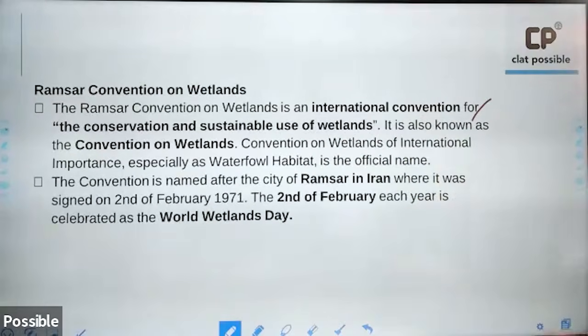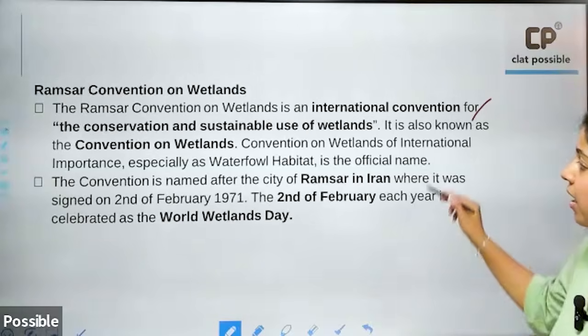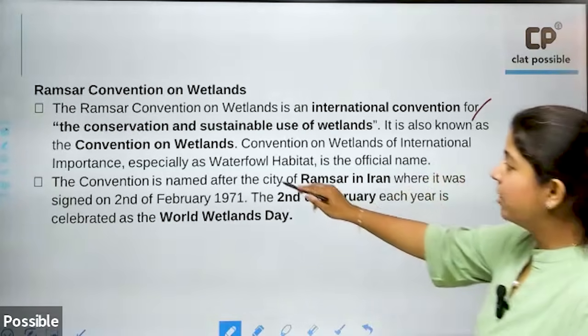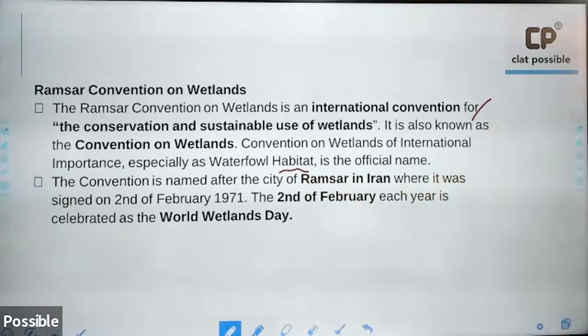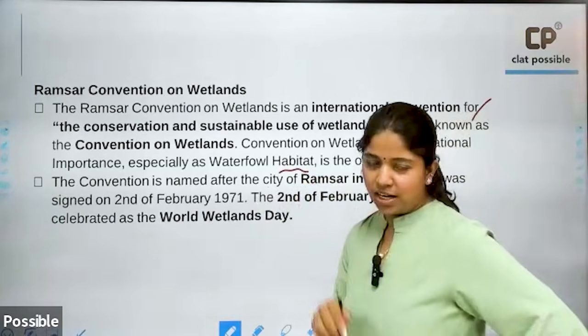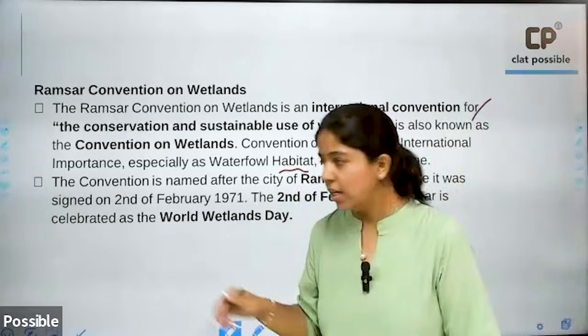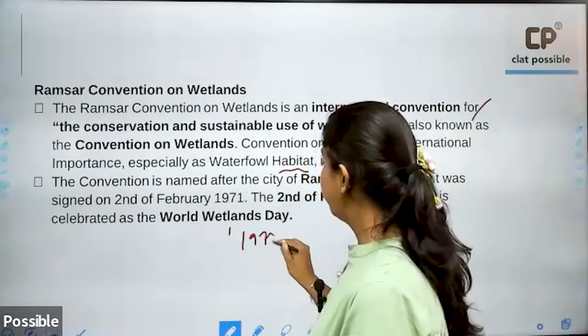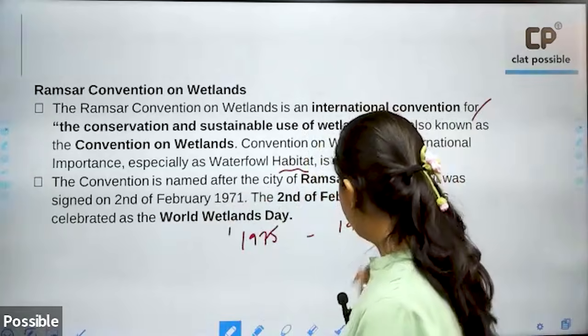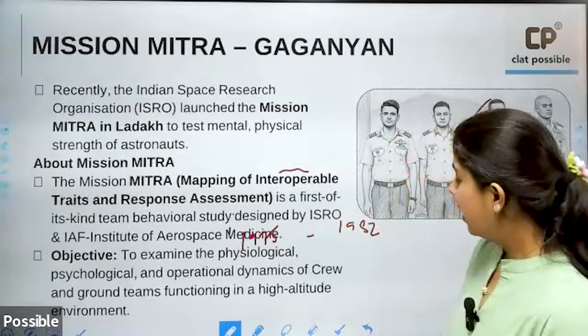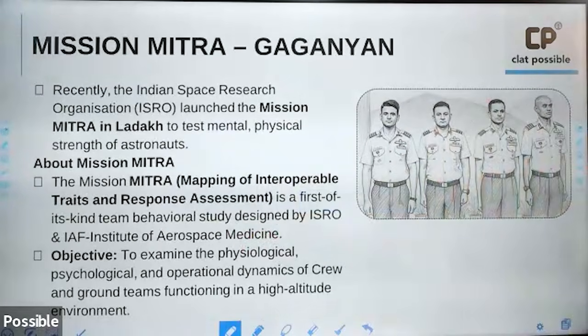Ramsar Convention, the full form is International Convention for Conservation and Sustainable Use of Wetlands. It is also known as the Ramsar Convention. Then on wetlands of international importance, especially as waterfowl habitat, which is the official name. It was named after the Ramsar city, where it was signed on 2nd of February 1971. It entered into force 4 years later, that is, in 1975. India became a signatory in 1982. Okay. Then Mission Mitra has been successfully undertaken.